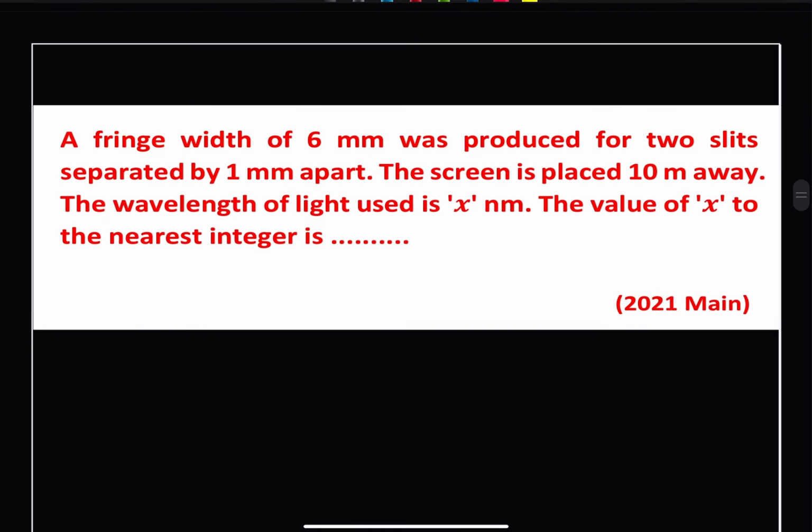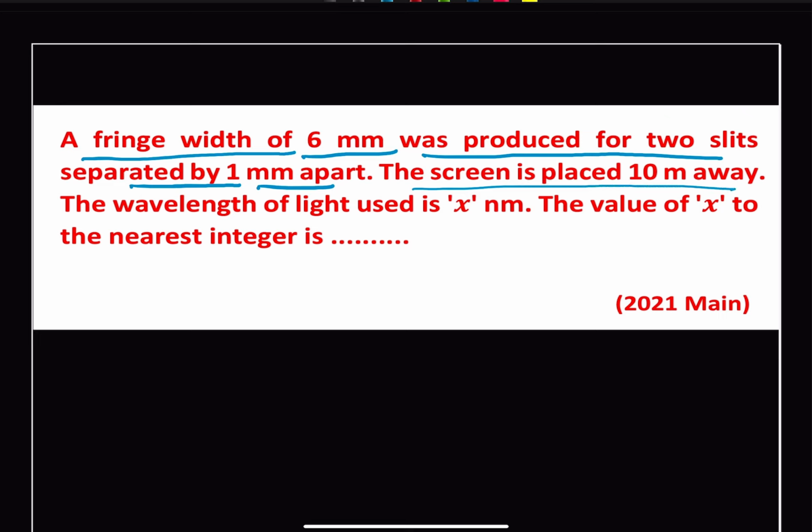We are given that the fringe width of 6 millimeter was produced by two slits separated by 1 millimeter apart. The screen is placed 10 meter away. The wavelength of the light used is x nanometer. The value of x to the nearest integer is. So here we are given that the fringe width is produced, that is value of beta is given to us and small d is given to us, and we are given capital D, and we need to find out the lambda.